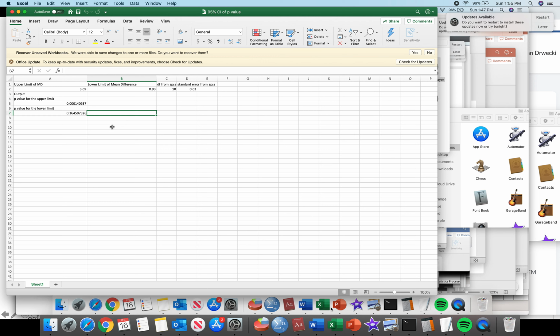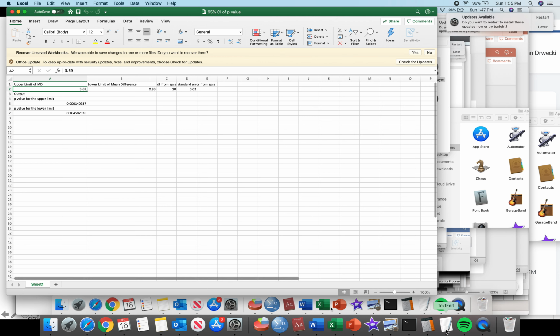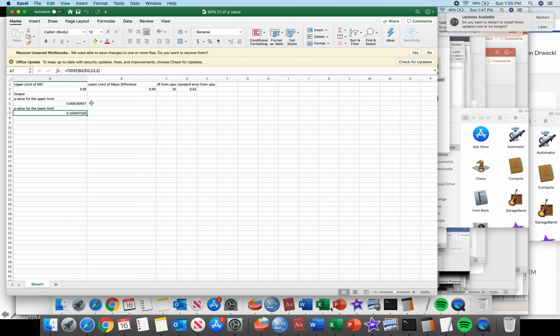So essentially, we have our upper limit of our mean difference, our lower limit of our mean difference, our degrees of freedom from SPSS, and our standard error from SPSS. If you just take your numbers in, your upper limit and your lower limit of your mean difference, which you do get from SPSS and PSPP, put those in there, put your degrees of freedom in there, and put your standard error there, it will tell you your 95% confidence interval of your p-value.